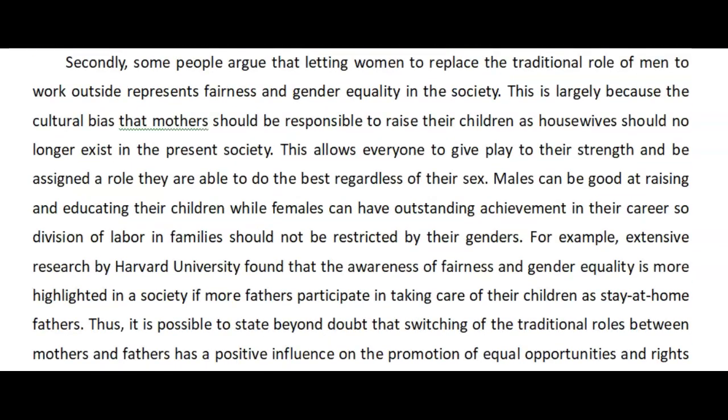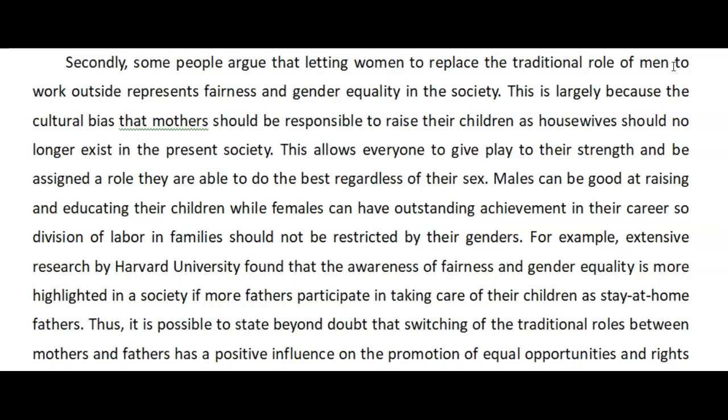Secondly, some people argue that letting women, there's something awkward here. Letting women replace the traditional role of men. No, this is wrong language here. We don't replace the traditional role of men. You could say, some people argue that letting women play the traditional role of men, that would make sense. To work outside represents fairness and gender equality in the society.